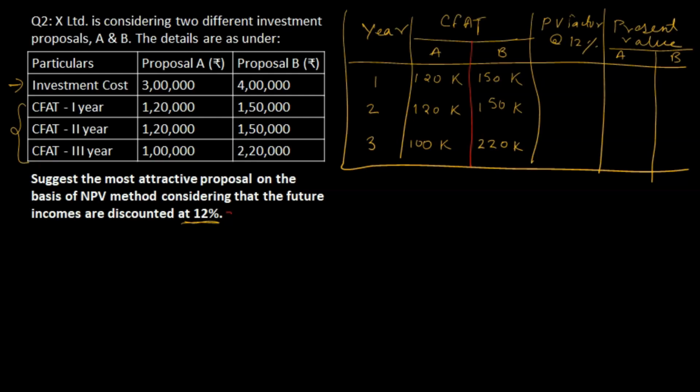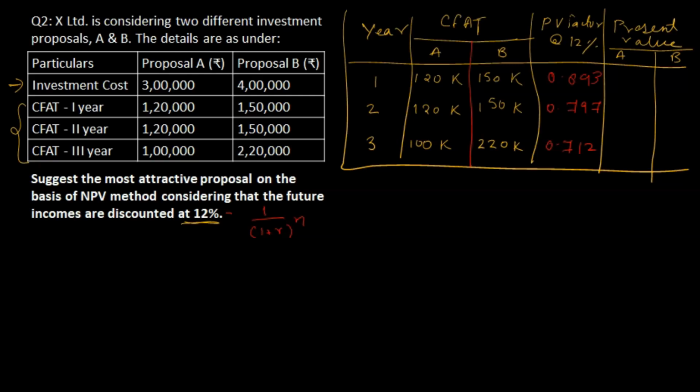So you just need to know the formula, that is 1 divided by (1 plus r) to the power n. r is 0.12, and n in the first year will be 1. So 1 divided by (1 plus r) to the power 1, here we will get 0.893. In the same way we will calculate for the second year and for the third year. So these will be the values. Now just multiply the CFAT with the PV factors.